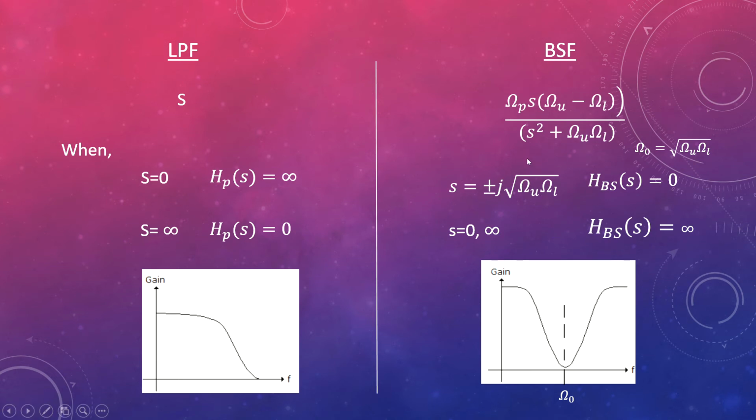We can see here that when S equals plus or minus j root of omega u times omega L, the frequency response of the band stop filter is 0. Similarly, when S equals 0 and infinity, the frequency response of the bandstop filter is infinite, which can be seen in this graph.